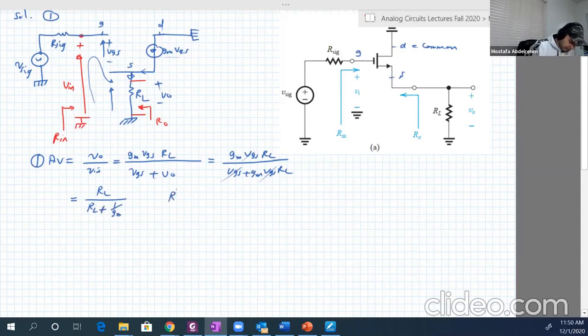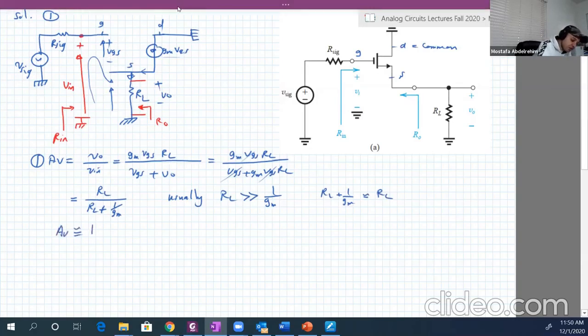Usually RL is much greater than 1 over GM. And remember, 1 over GM is the input resistance of the common gate amplifier, and we say that it's low. It's usually very low. So RL is usually much larger than 1 over GM, and in that case RL plus 1 over GM is approximately equal to RL, and the voltage gain will be approximately equal to 1.